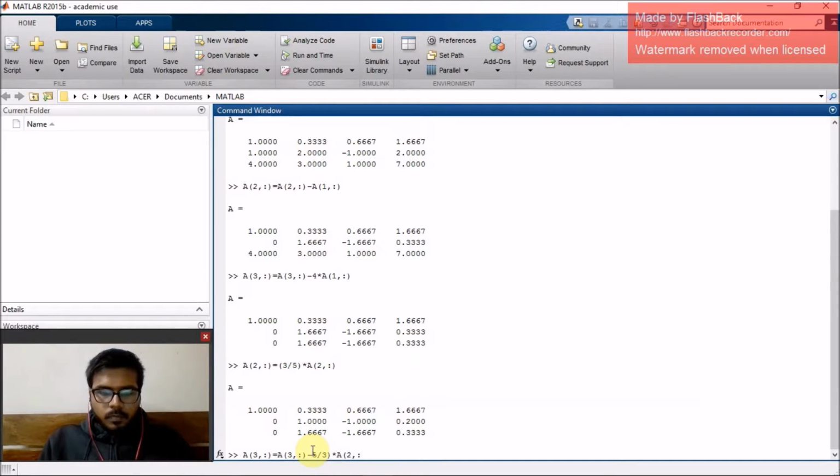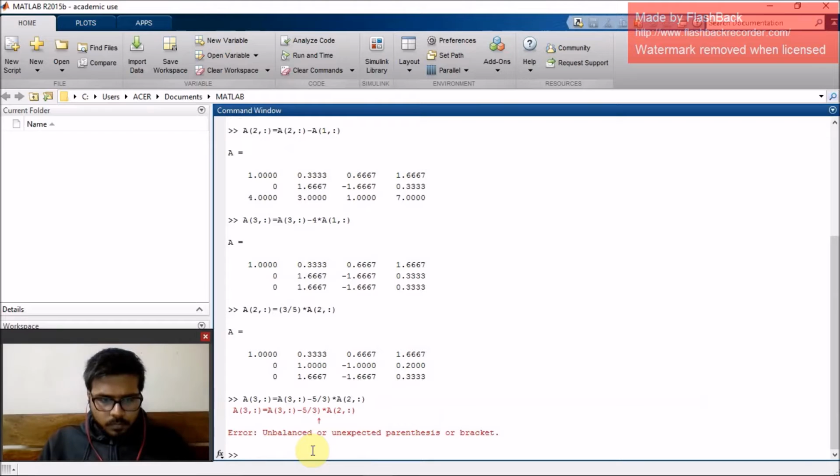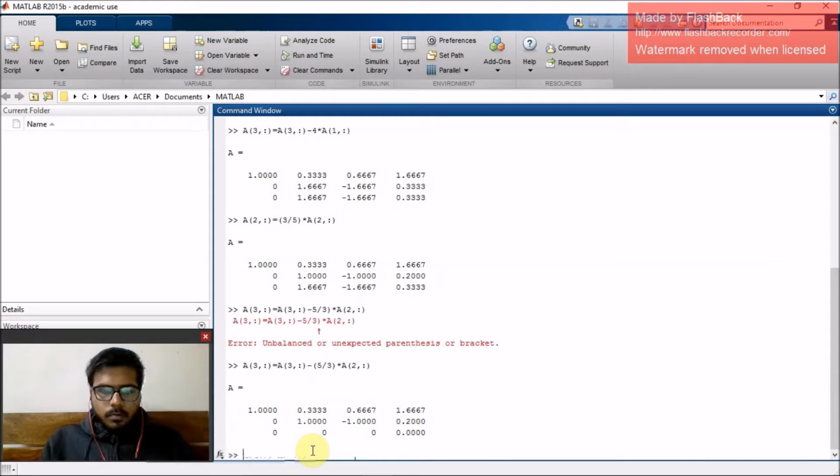Oh, okay, that's an error, a typo, so that gave an error. I'll type it again. Equal to A of the third row minus 5 by 3 into A of the second row. There you have it. Now the whole of the last row is 0. That's actually convenient for us because in a row reduced form, any zero rows, any null rows, have to be at the bottom of the whole matrix.